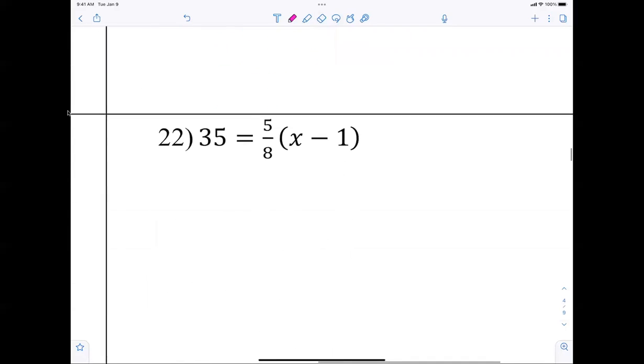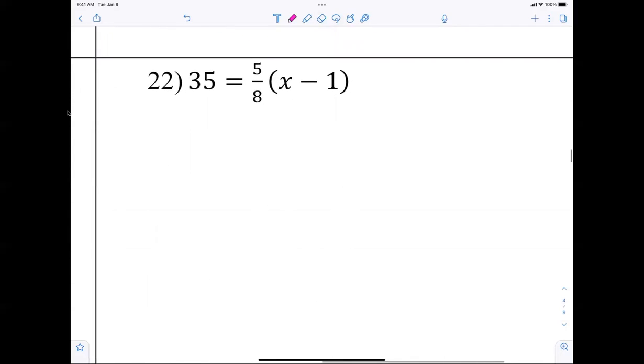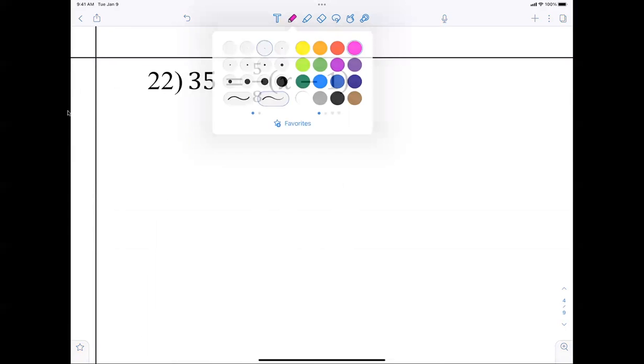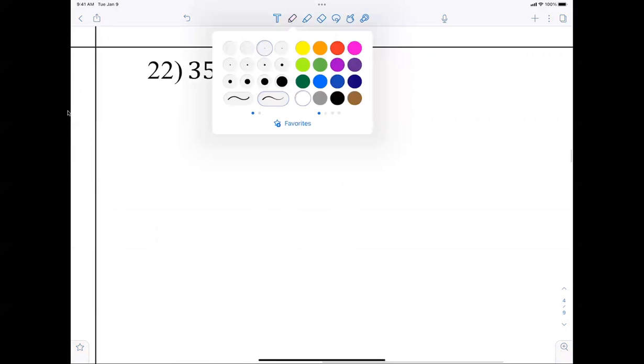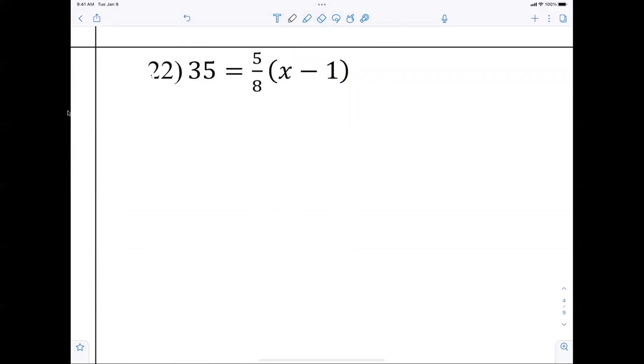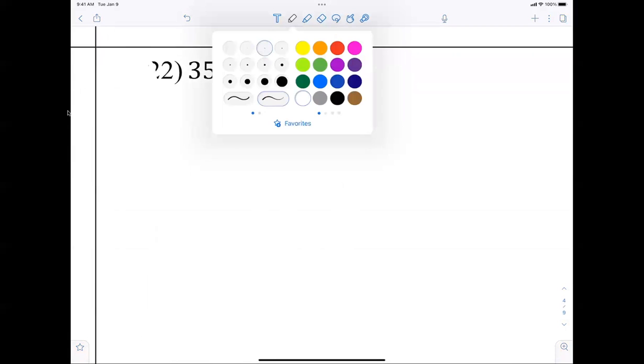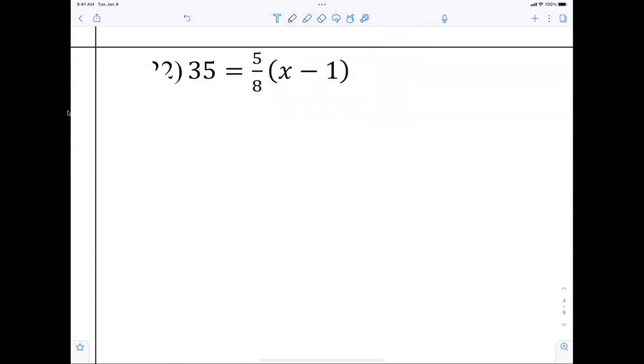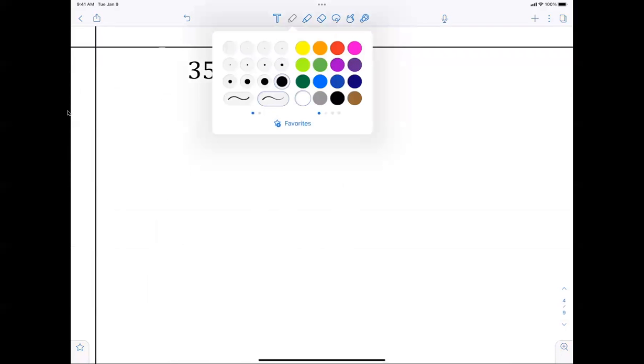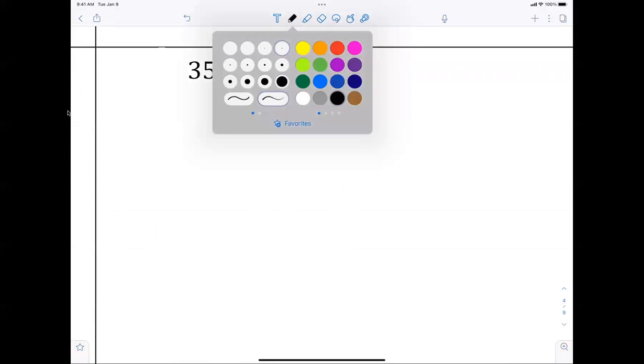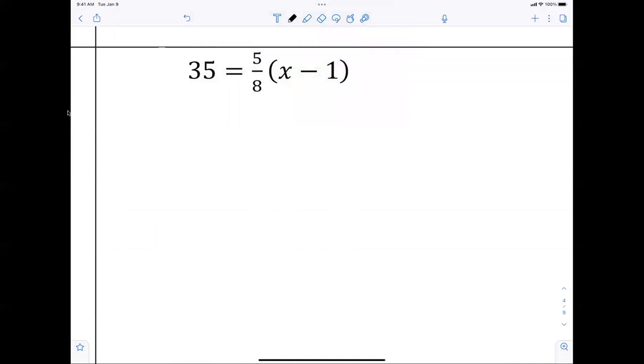All right, let's knock out 22. Okay. What do we have to do on this one now? You got a tricky one. Now we could distribute, but that would make it a little bit harder to do. So I could just do what? I could get rid of this 5/8. How can I get rid of that 5/8?